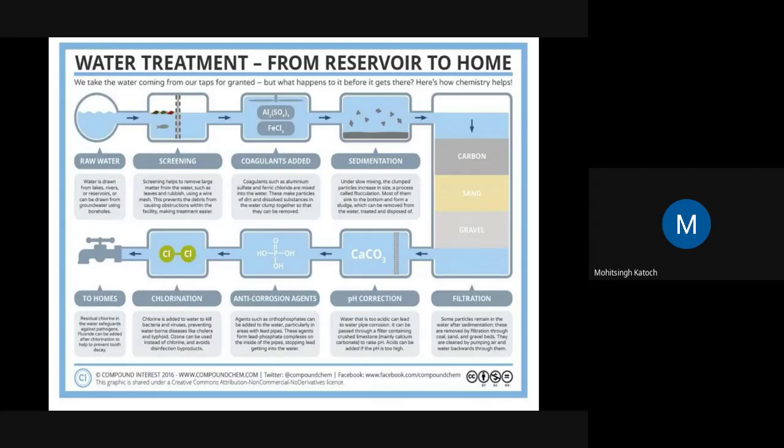Chlorination can be achieved using certain different parameters. There are various types of chlorination. Basically, there are pre-chlorination, post-chlorination, double chlorination, superchlorination, dechlorination, and breakpoint chlorination.